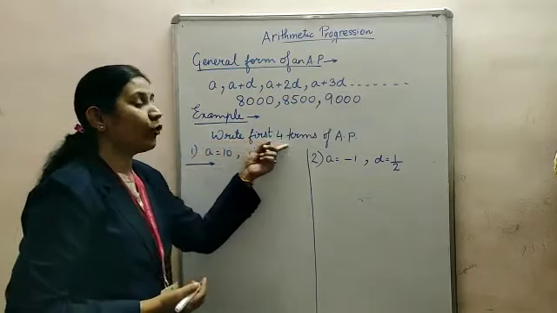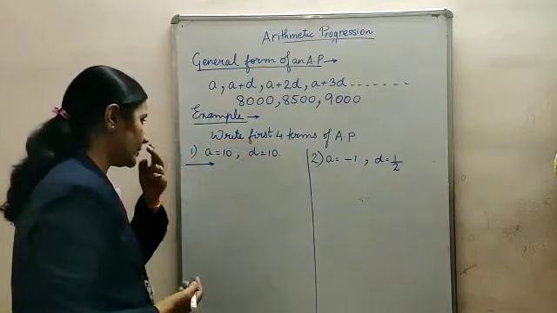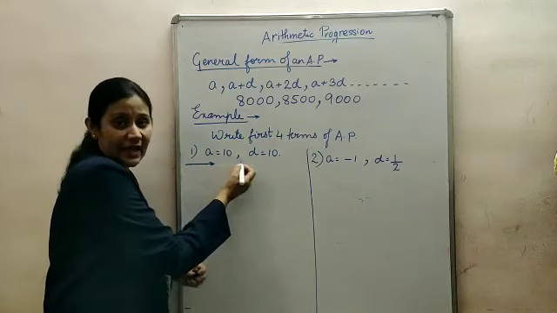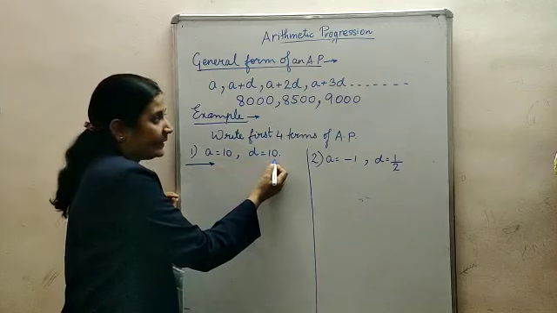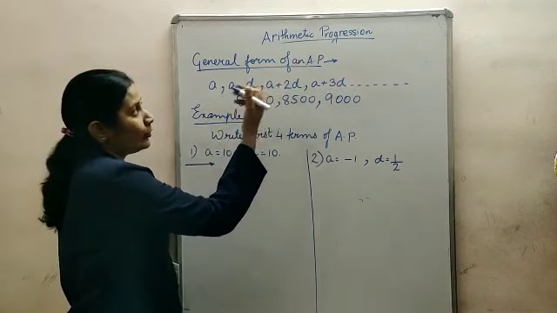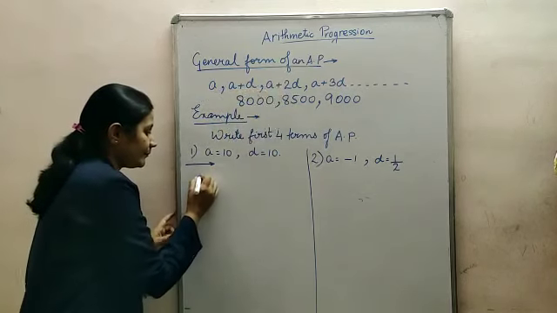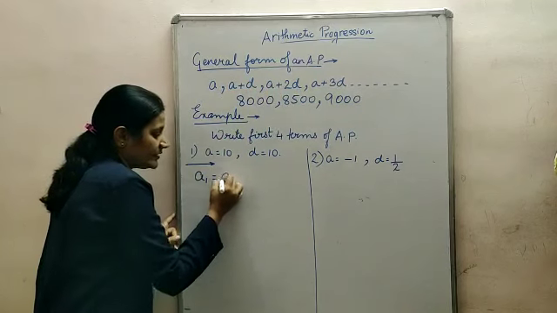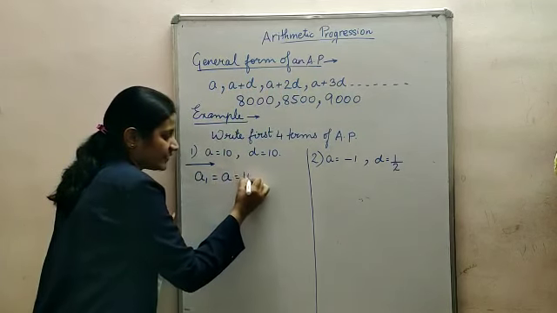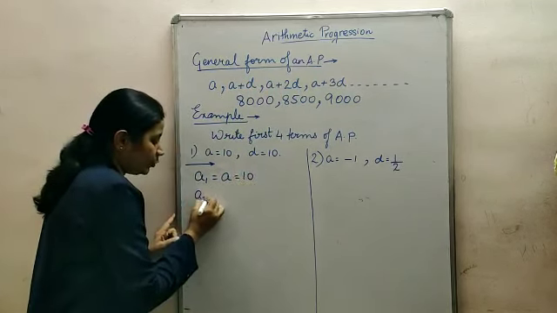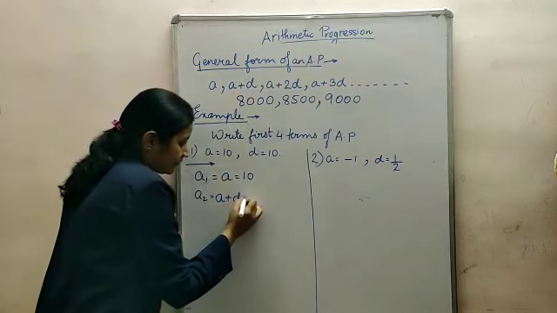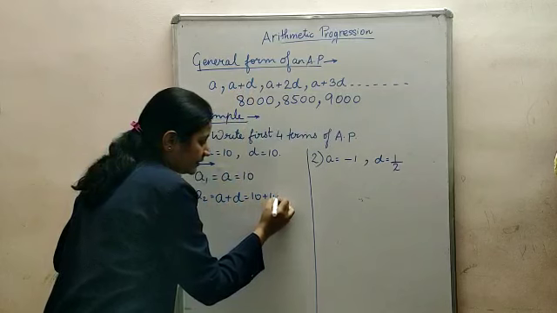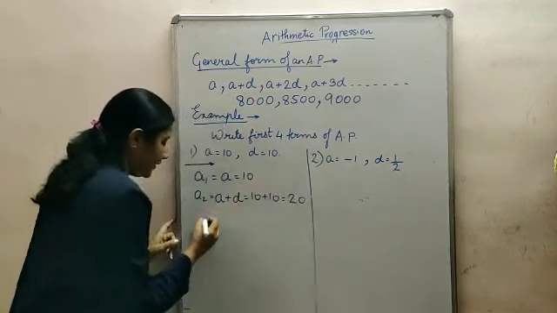Write first 4 terms of arithmetic progression. Here the value of a and d is given. a is 10, d is also 10. तो हम जनरल फॉर्मूला यूज करेंगे। a1 is equal to a, that is 10. Then a2 is a plus d. It is 10 plus 10 is equal to 20.